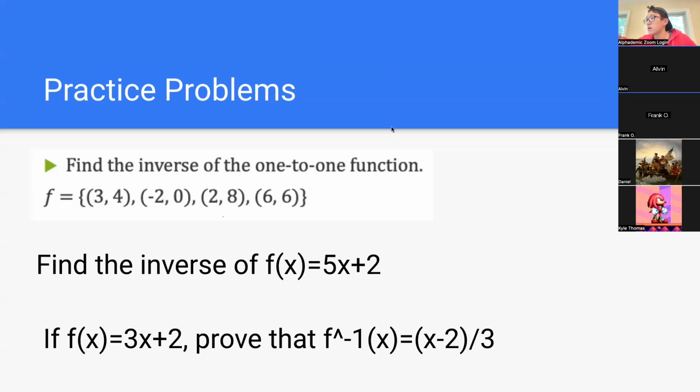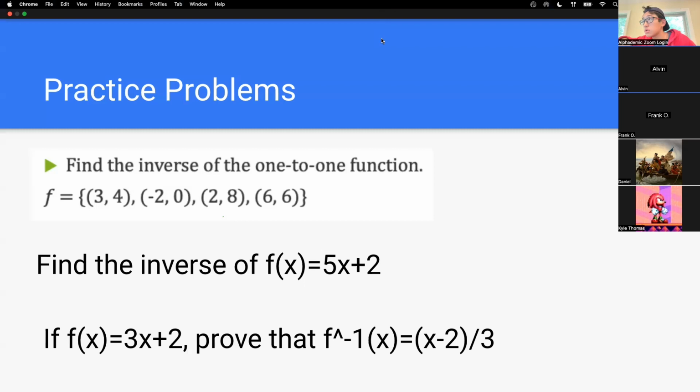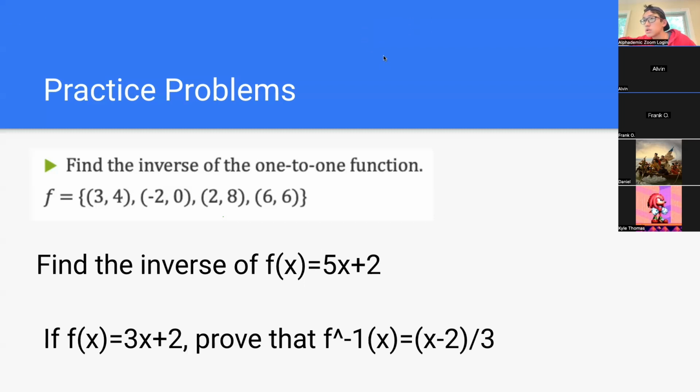All right. So for the first one, find the inverse. The inverse would equal (4, 3), (0, 0), (0, -2), (8, 2), and then (6, 6).